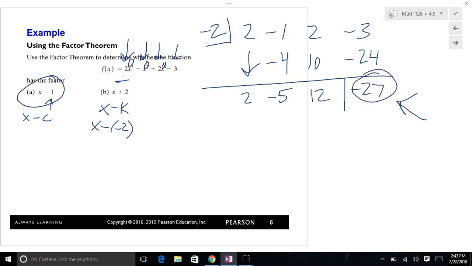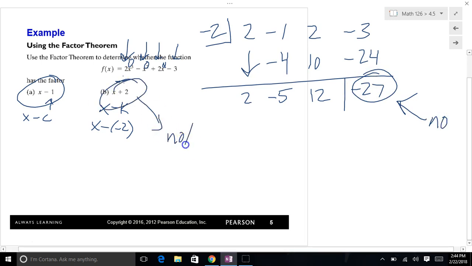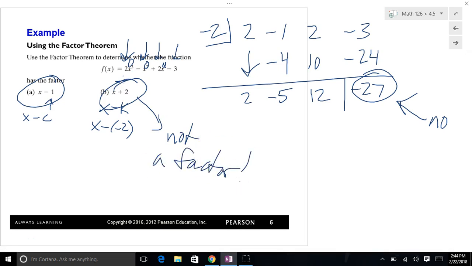That's our remainder. Is the remainder 0? No. If the remainder is not 0, x plus 2 is not a factor, right? You've got to have a remainder that is 0 on this.